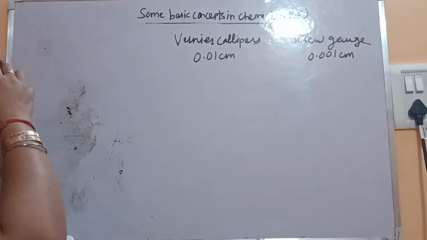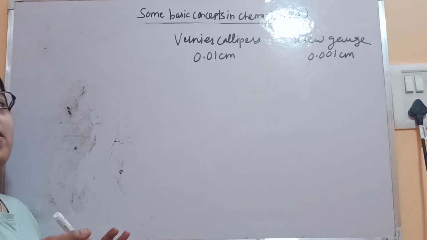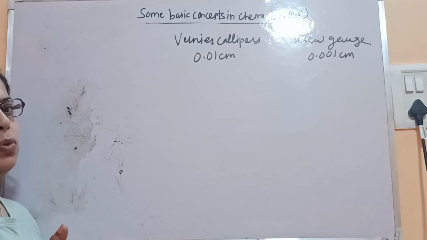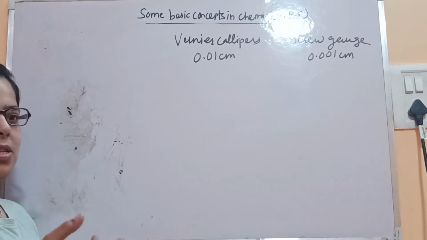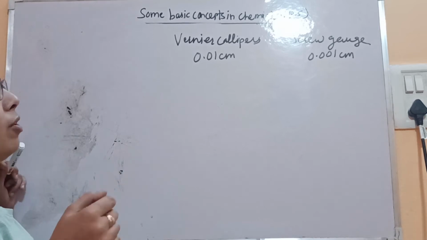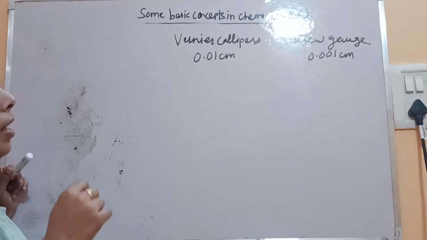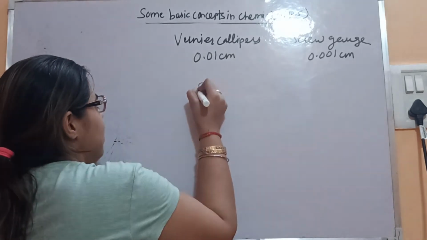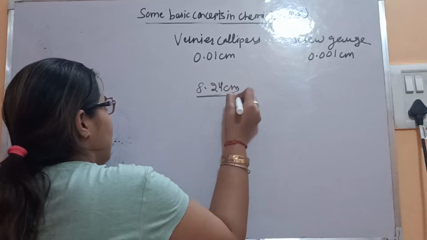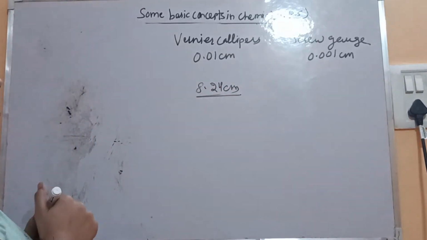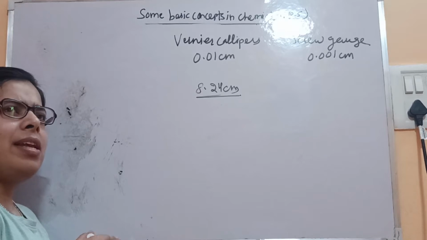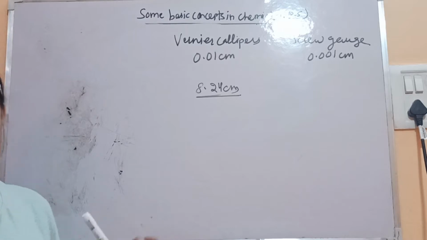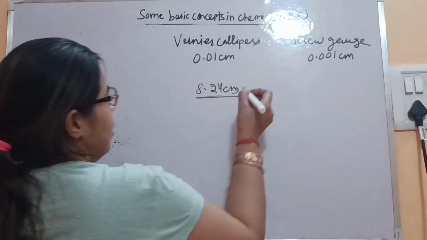So it means the instrument can also introduce the error. So error can be from two sources. One is from the skill of the person, how he is operating, and the second is from the instrument. Okay, so this is about this. Now whenever we are reporting any result, let's say if I am saying 8.24 centimeter, we have to check whether there is any uncertainty in the digits. Are all the digits certain? Is there any digit which is uncertain?